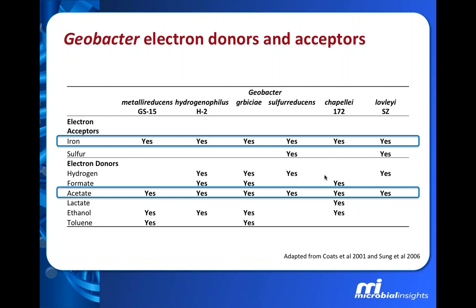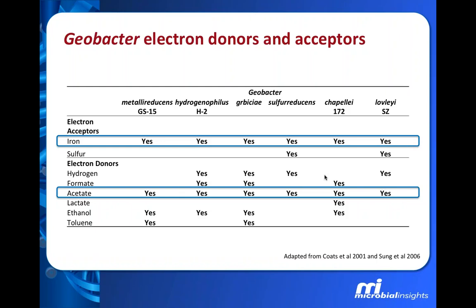Similar story for our donors. All utilize acetate as a carbon and energy source. Some utilize hydrogen and ethanol, others can't. Some can utilize toluene, which is very important in our case, and others can't. So the ability to anaerobically grow on toluene is not a universal trait or a defining trait for Geobacter like iron reduction is. So we can't make that broad generalization.